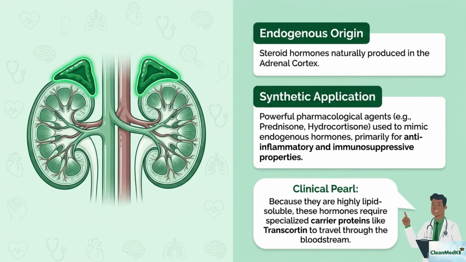To understand corticosteroids, we start with their origin, the adrenal cortex, where steroid hormones are naturally produced. While our bodies make them endogenously, we use synthetic versions, like prednisone and hydrocortisone, to mimic these hormones for their potent anti-inflammatory and immunosuppressive properties. A key clinical pearl to remember is that because these hormones are highly lipid-soluble, they can't just float freely in the blood. They require specialized carrier proteins, like transcortin, to travel through the bloodstream.